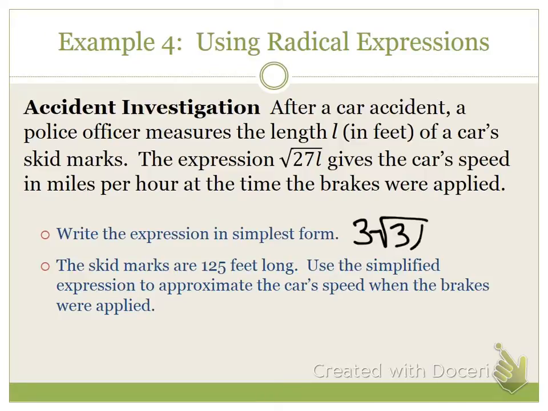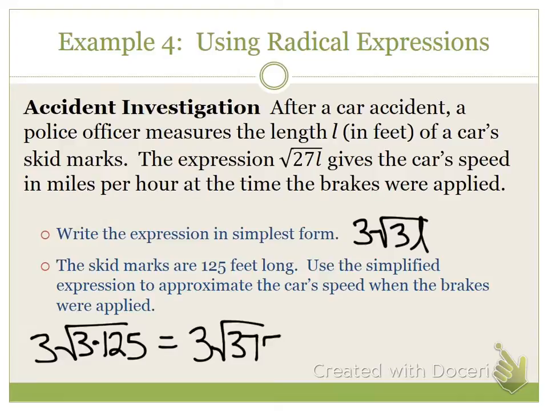I can't bring the L out. It wasn't squared. Okay, and L stood for what? The length of the skid marks. So now look, it gives me a length for the skid marks. Plug in that number and solve. You're actually going to come up with an answer now. Okay, so what do I plug in for L? 125. So I get 3 times the square root of 3 times 125, which is 3 times the square root of 375.